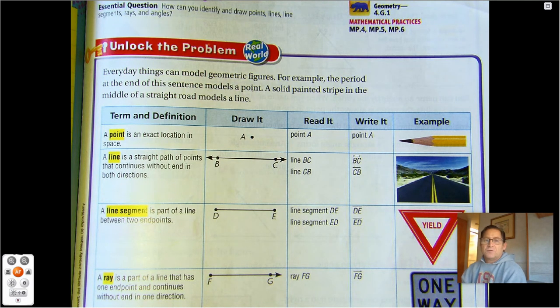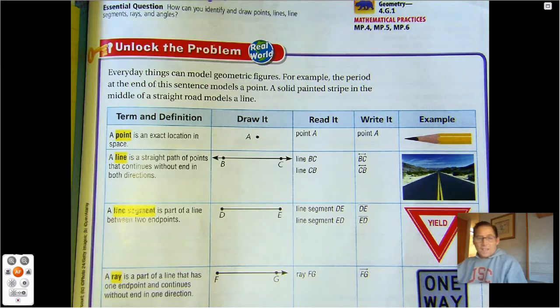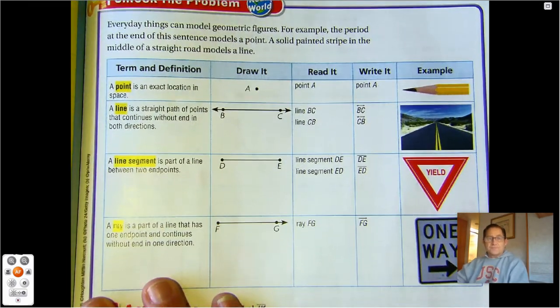Everyday things can model geometric figures. For example, the period at the end of this sentence models a point. A solid painted stripe in the middle of a straight road models a line. So geometry is all around us.